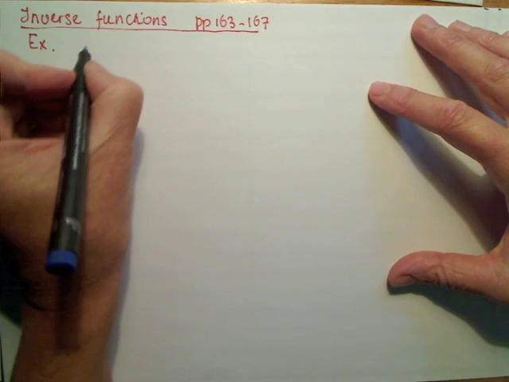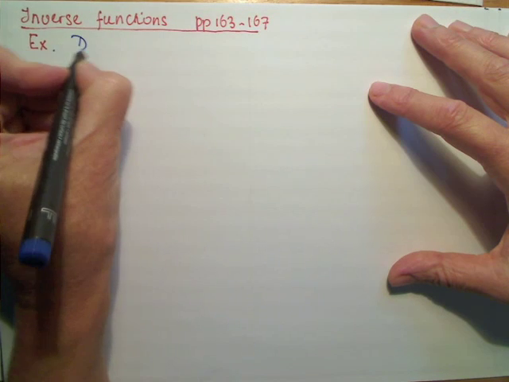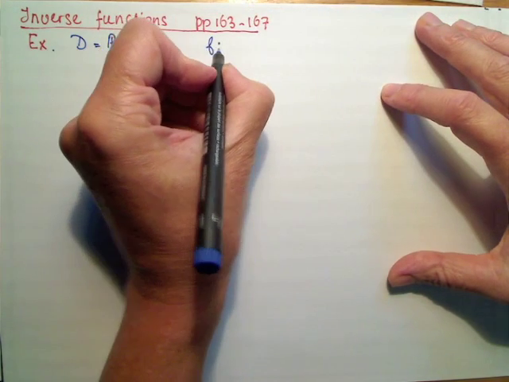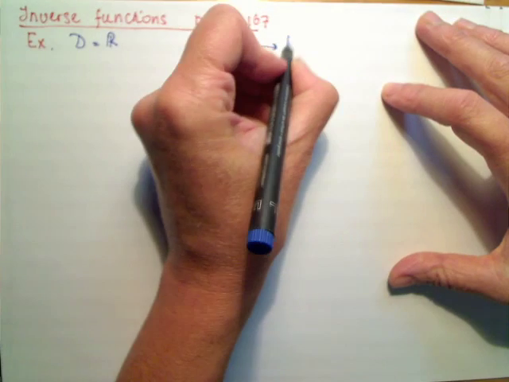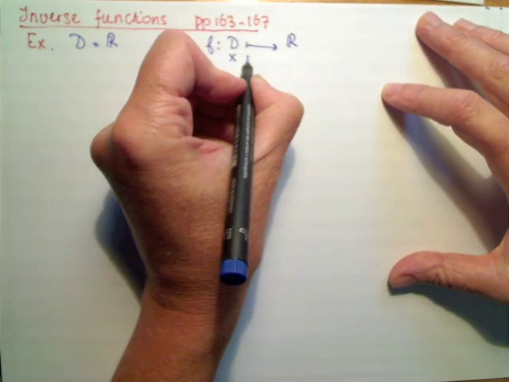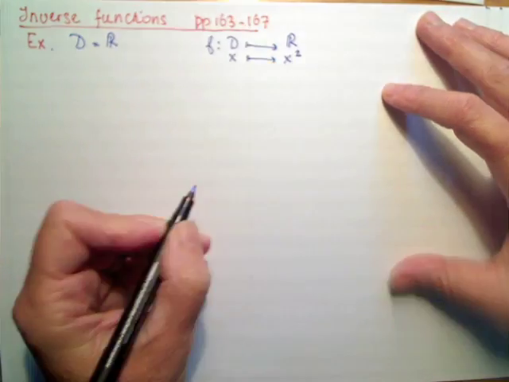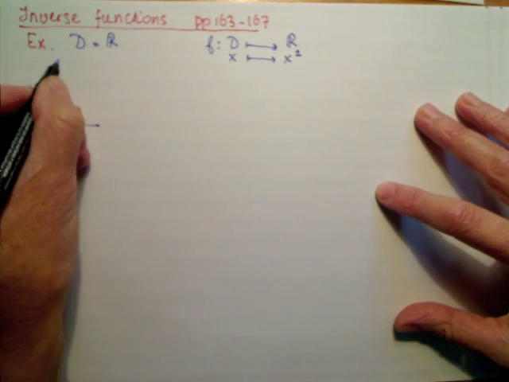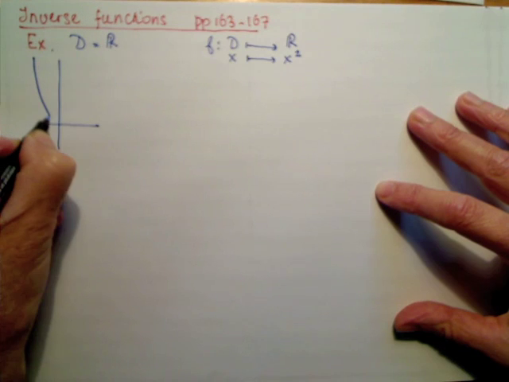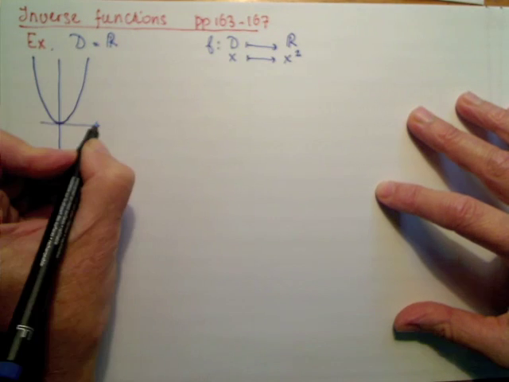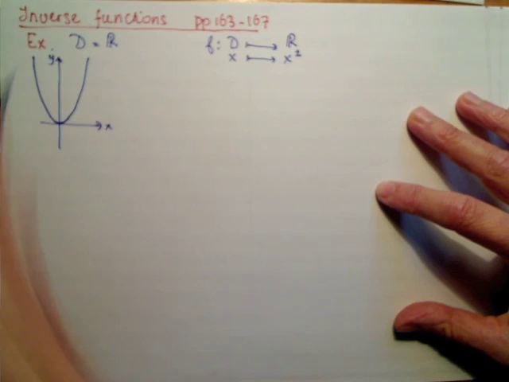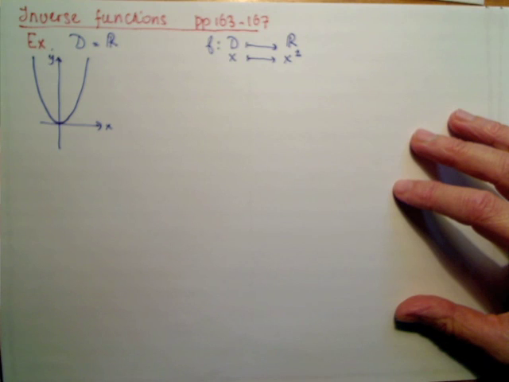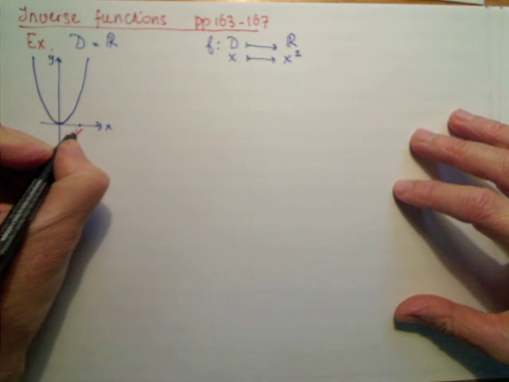In this example, we have our set D equal to the whole set of real numbers, and we define the following function which assigns the value x squared to each x. Now probably you know how the graph of this function looks like. It's like this. Now clearly this is a function because to each input value x we assign precisely one output value x squared.